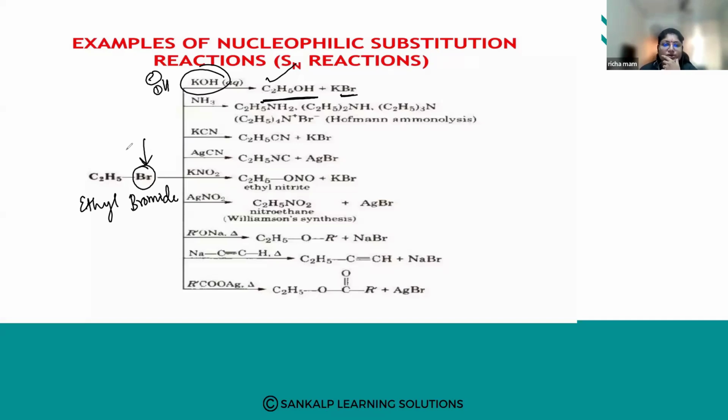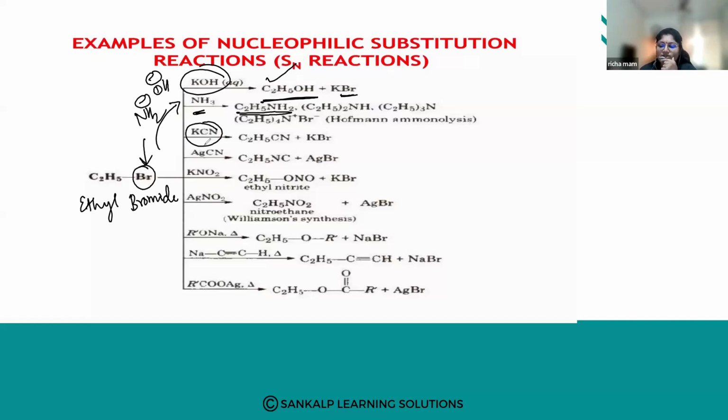In the same way, the second reagent is ammonia. When we have ammonia, what will be replaced? The nucleophile will be NH2 minus. So your Br minus will be replaced by NH2, and I am going to get ethylamine. Then the next reagent is KCN, potassium cyanide.